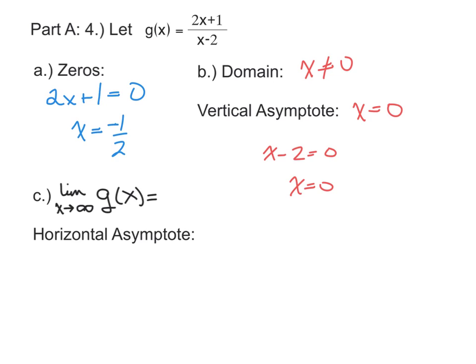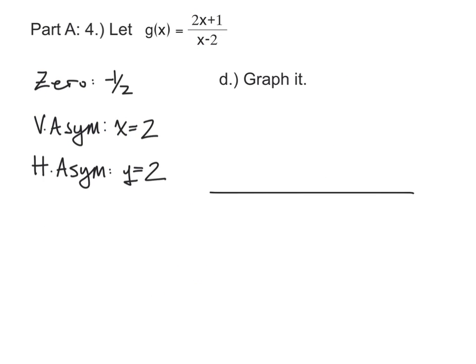Finally, for the horizontal asymptote, we find the limit as x approaches infinity. And in doing so, we really just simplify this fraction. It's going to be the same as the limit as x approaches infinity of 2x over x. Well, the x's cancel, and that limit will be 2, meaning our horizontal asymptote is the horizontal line y equals 2. Now let's put it all together onto a graph.